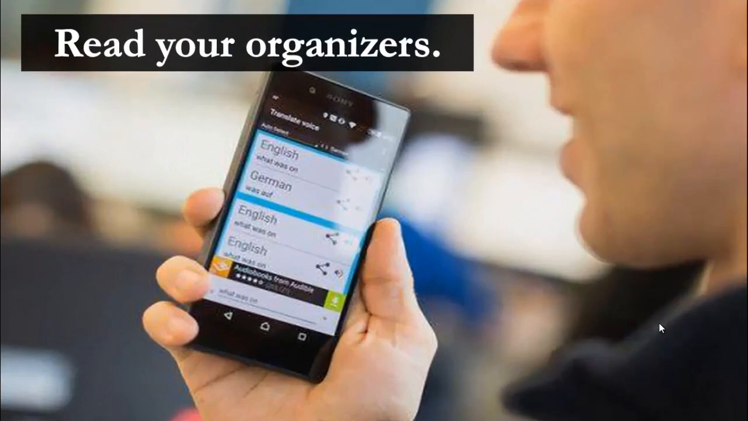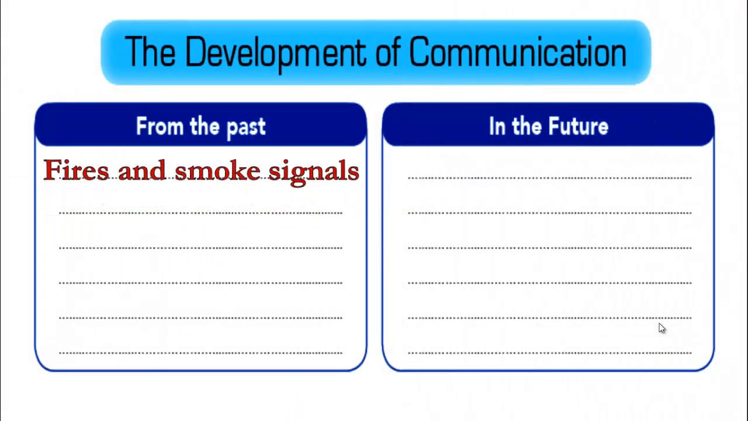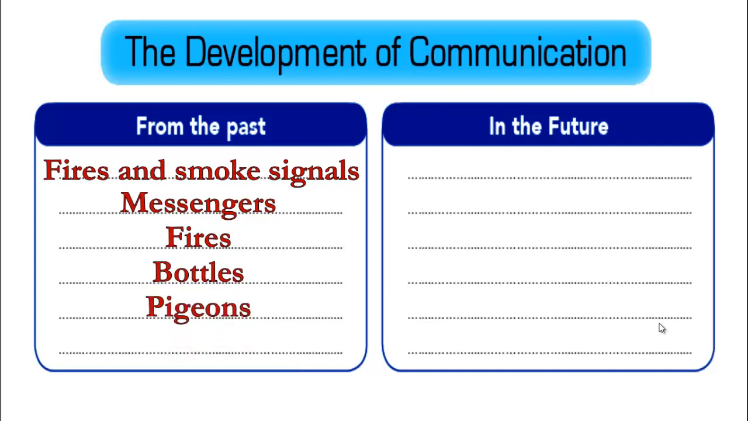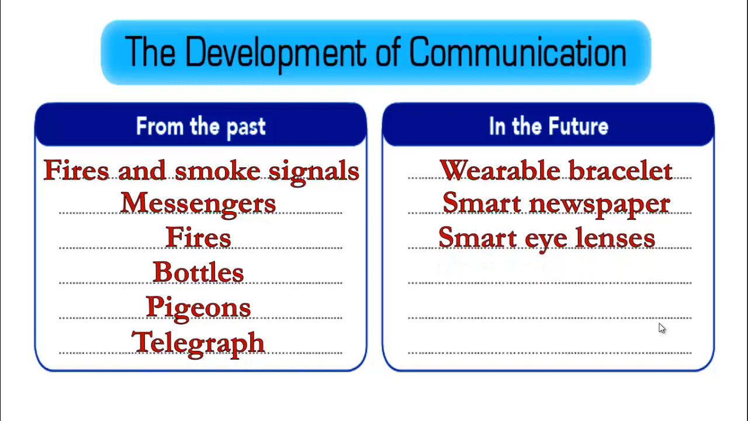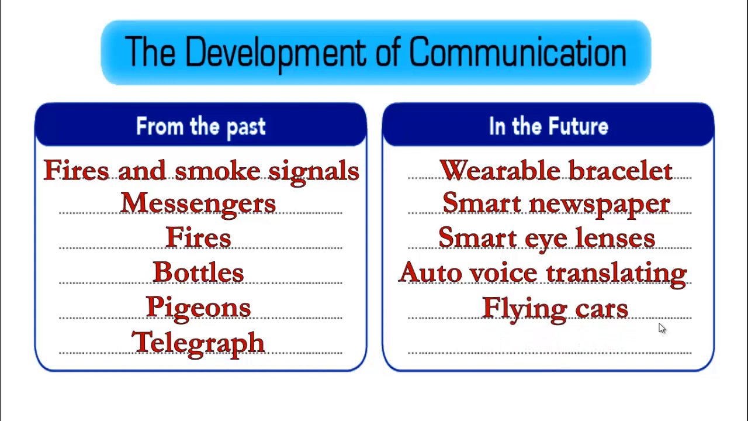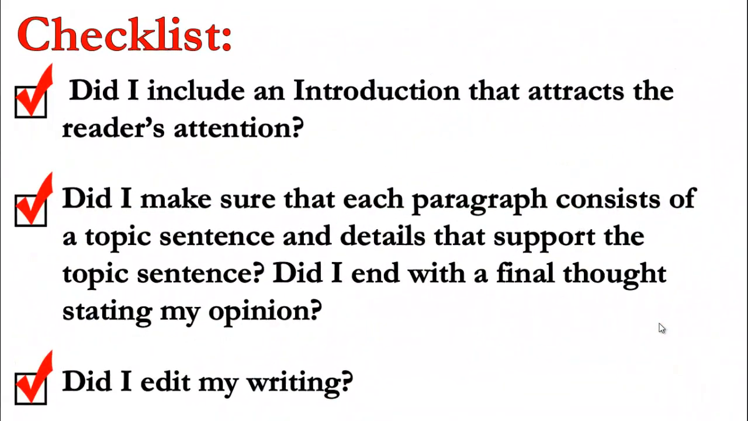Let's check the organizers that we have here. From the past, we have fires and smoke signals, messengers, fires, bottles, pigeons, and telegraph. So these are means of communication from the past. What about the future? What have you written? Okay, compare what you have written with this. Wearable bracelet, smart newspaper, smart eye lenses, auto voice translating, flying cars, household robots. Go on and you have to revise your report.